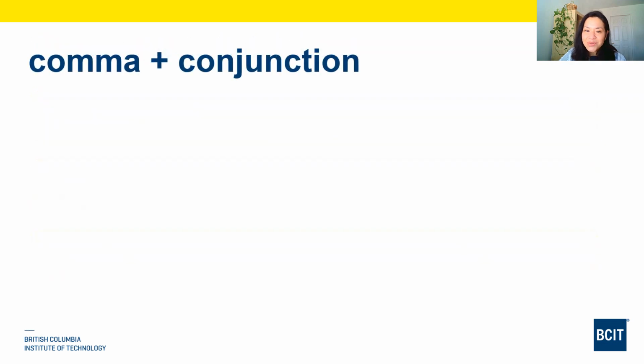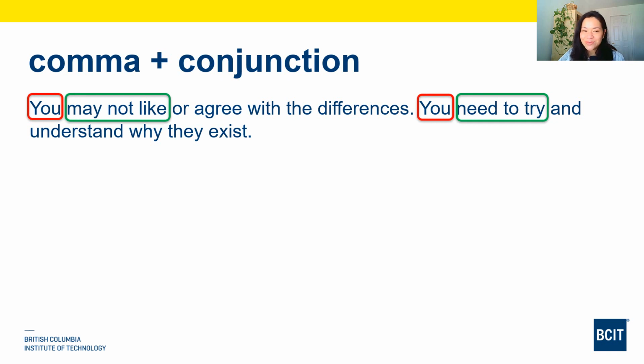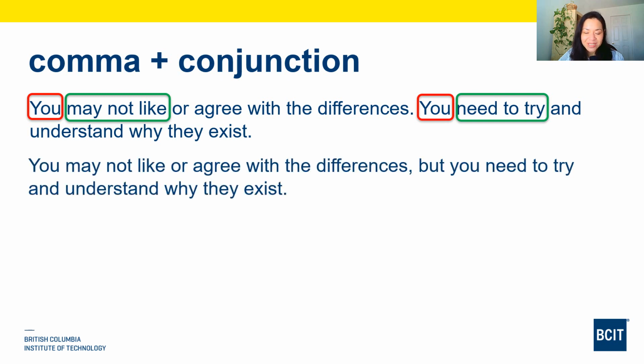Let's take these two independent clauses again. You may not like or agree with the differences. You need to try and understand why they exist. Each of these clauses has a subject and verb and expresses a complete idea, so they are both simple sentences. And we can join them together using a conjunction. Remember that a conjunction means a word that joins two pieces of grammar together. You may not like or agree with the differences, but you need to try and understand why they exist.